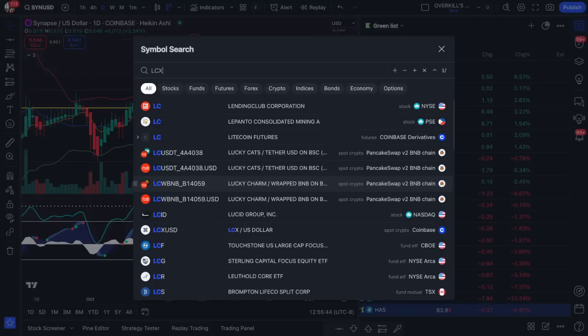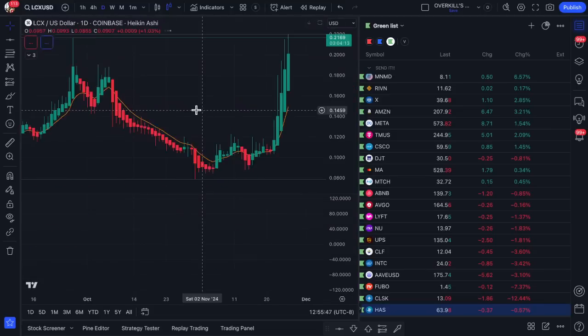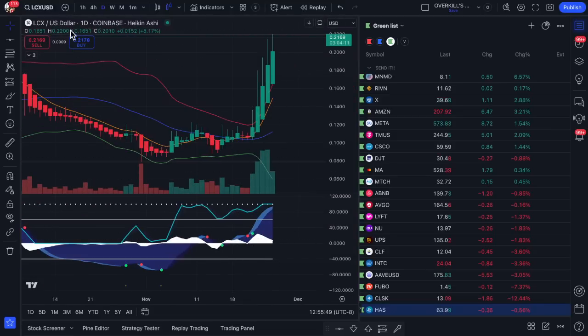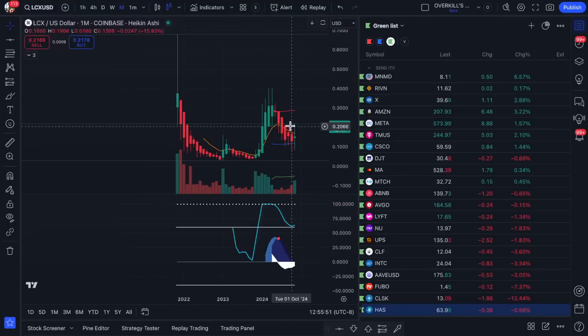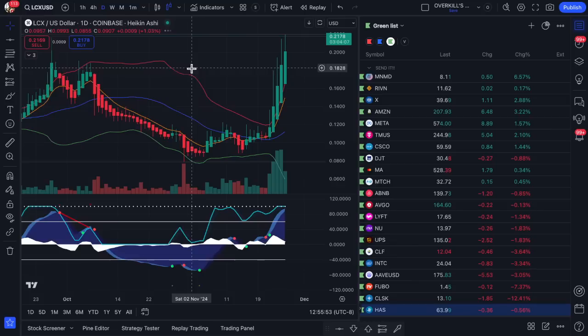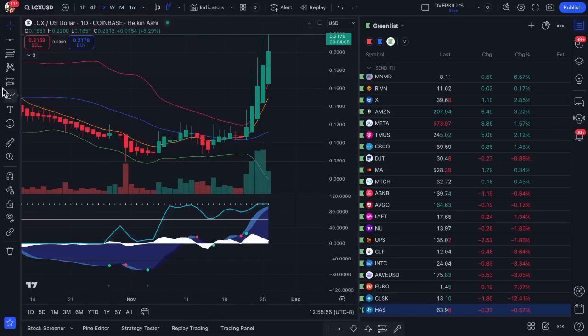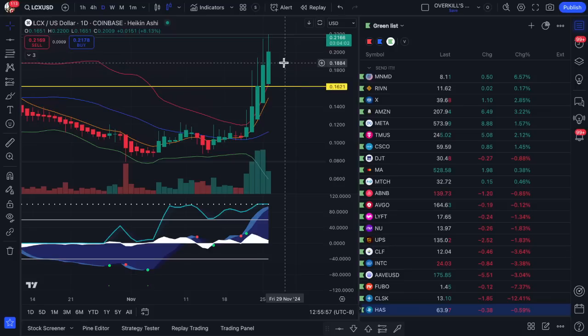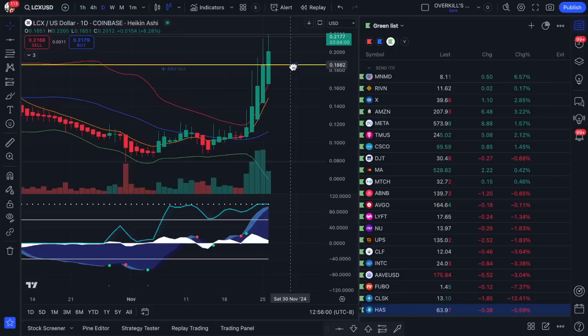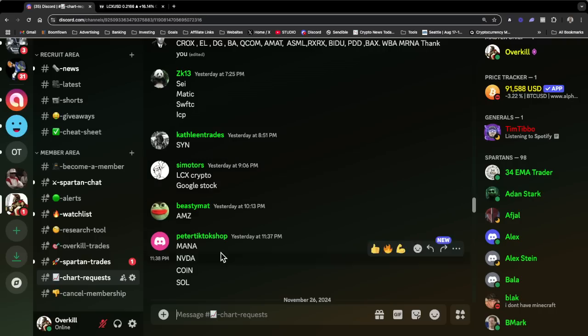LCX. Okay, doing the absolute rippity-dippity here. Okay, nice green candle on the monthly chart. We're buying any and every pullback on this one from here on out. I would keep inching your stop loss up as this thing rises. Put it right there at, call it $18 right now.